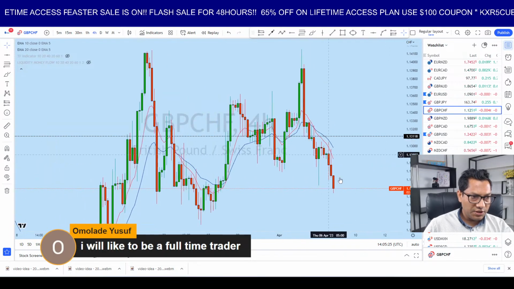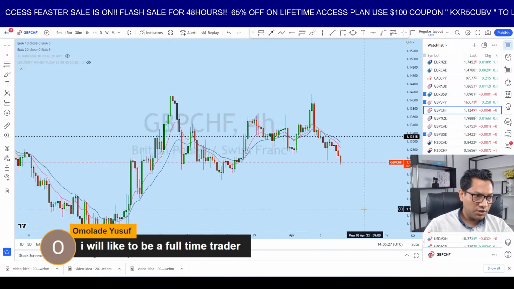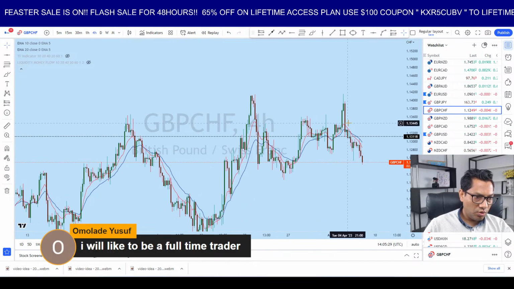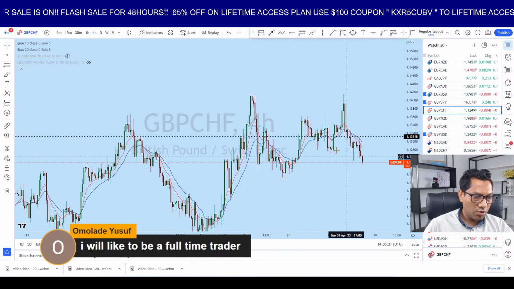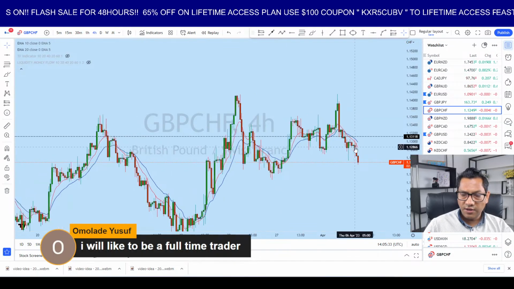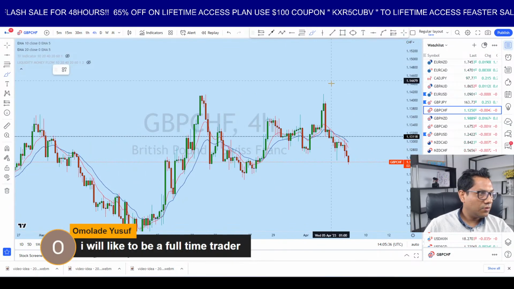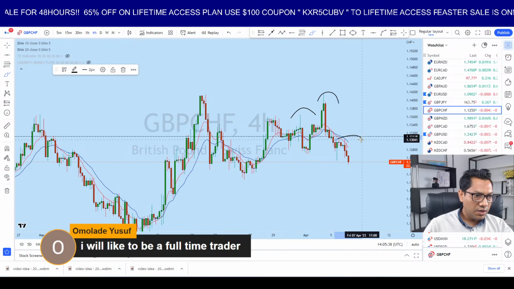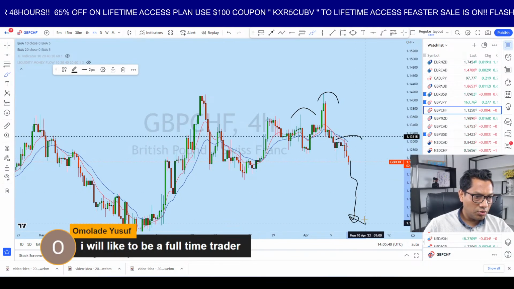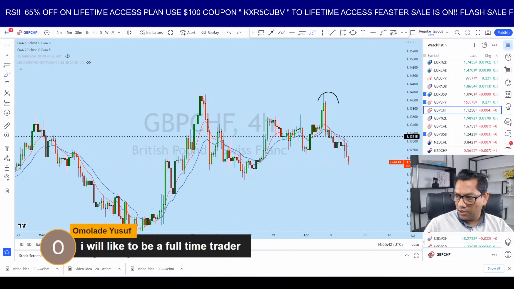And GBP CHF is very, very notoriously bearish, and I think this one will trend a lot, because you can see it's completely disconnected from this head and shoulder. GBP CHF, highly likely it will continue to drop.